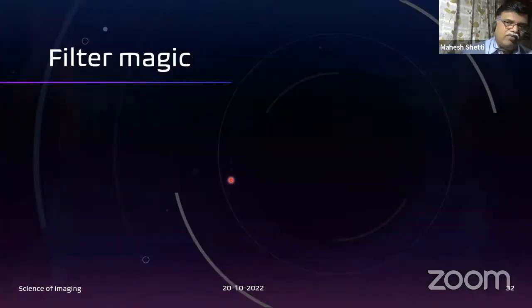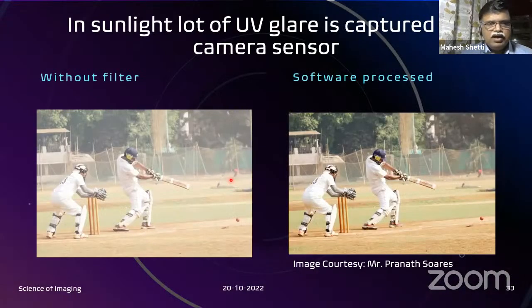Now, filters have other magic also. For example, one of my students has clicked these 2 photographs. So here, this was without filter, and with software processing to make it clear. Now, why is it so blurry?